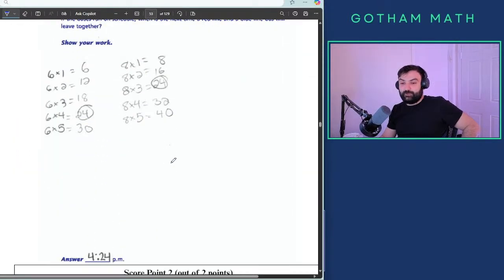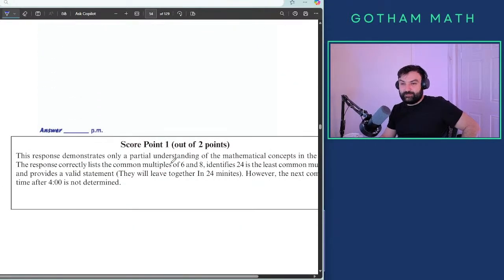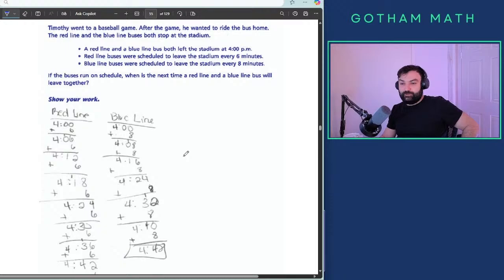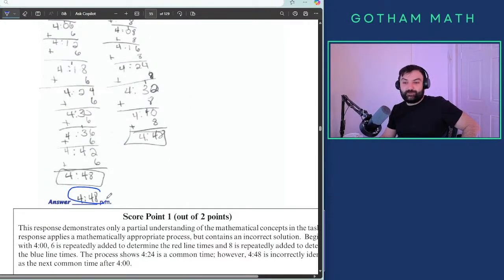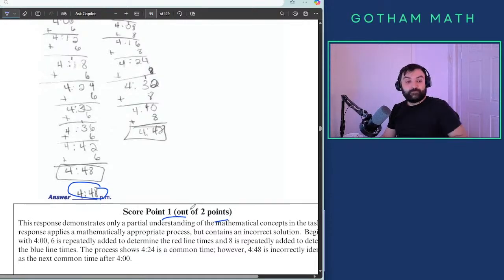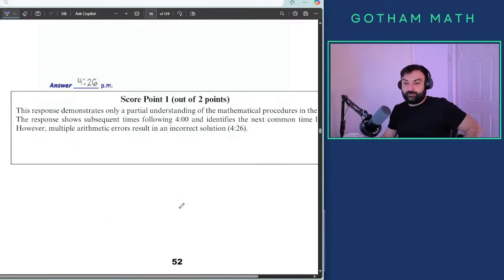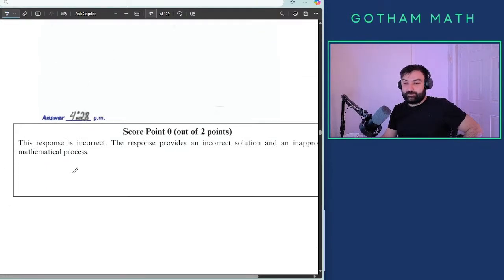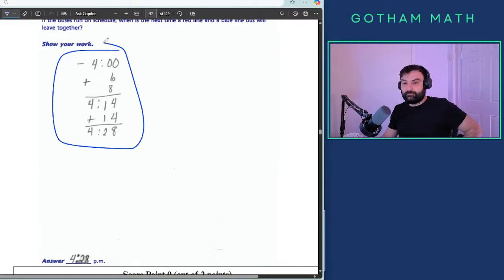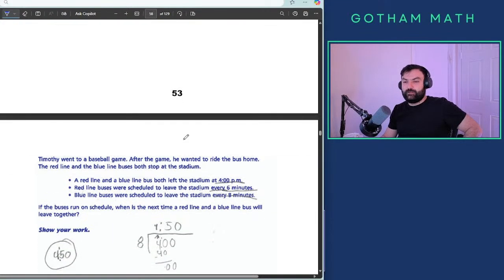So 24: 2 points, 2 points, 1 point. Ah, look at this. Someone got the same answer as you do. 1 out of 2. Okay, next question. What is that? 426, someone got 428, and 0? Oh, because it's 48, right? So yeah, and no work at all. Okay. Next question.